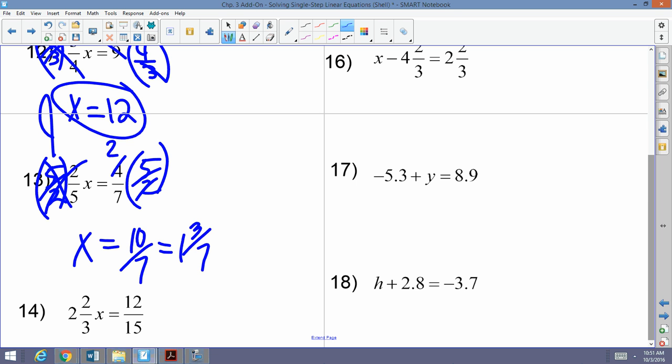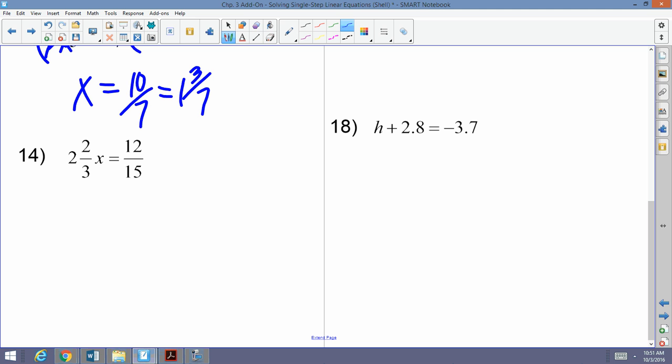Thank you, my man. Now, 2 2/3 x equals 12/15. Please be careful. Many people are going to say, oh, cool, multiply by the reciprocal. You don't have a reciprocal of a mixed number. What do you have to do before you work with mixed numbers when you're multiplying or dividing? Yes, sir, my brother. And turn it into an improper. Good, man. So this is going to be 8/3 x equals 12/15. What's one nice, pretty easy way to get rid of this 8/3 that's being multiplied to x? Yes, sir, my brother.